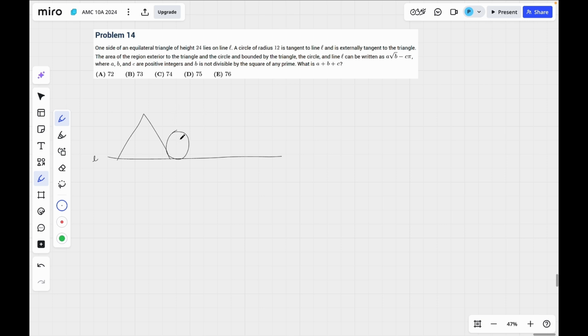My diagram isn't great, but we'll go with it. Since it's tangent, we know that this is a right angle, and this is a right angle. Let's name our points. We'll call this O, A, B, C, D, and E.